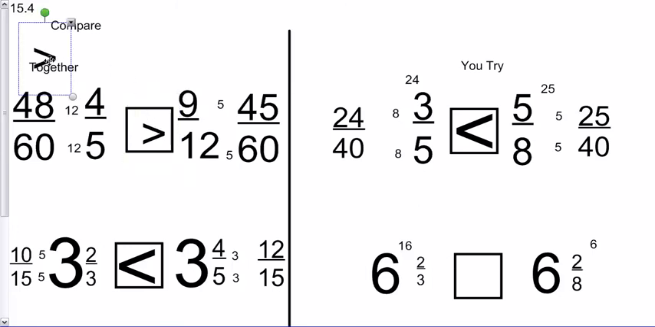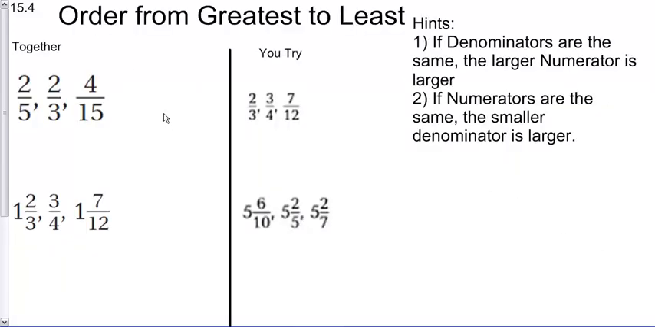Here I have just the opposite. 6 and 2/3 is greater than 6 and 2/8, because 8 times 2 is 16, and 3 times 2 is 6.